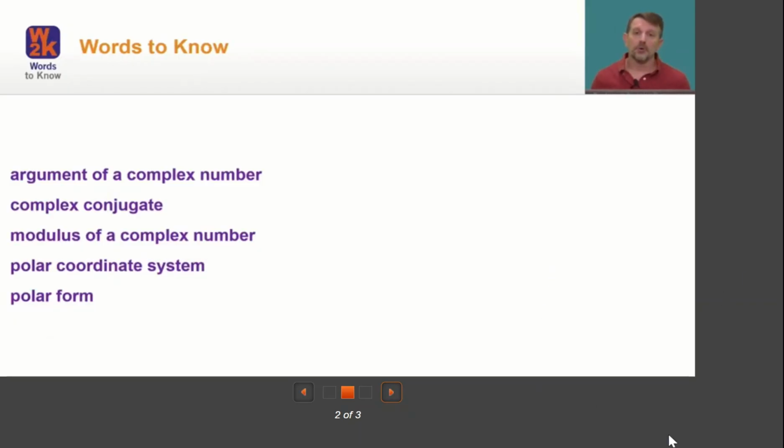Here are some important words you'll learn in this lesson. Take a moment to copy them into your eNotes and look their definitions up in your glossary. Argument of a complex number, complex conjugate, modulus of a complex number, polar coordinate system, and polar form.